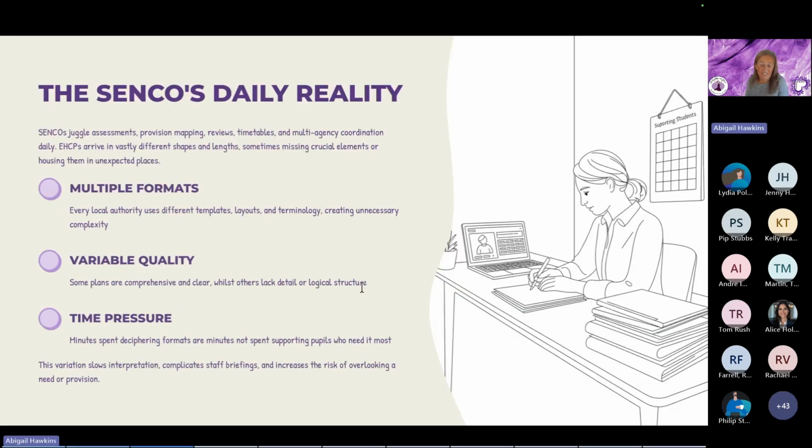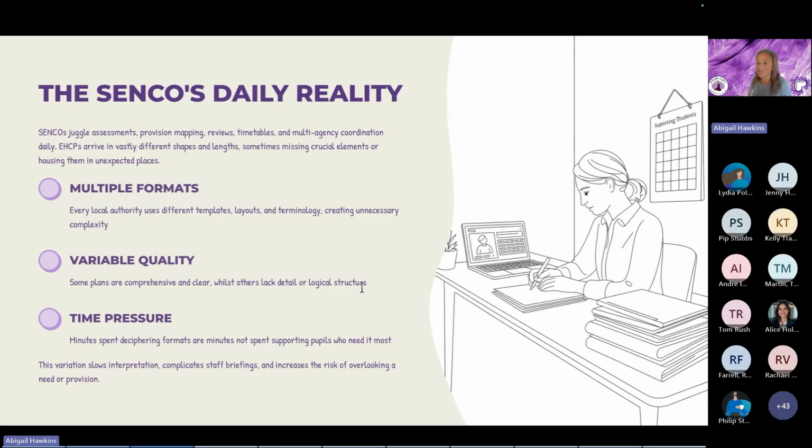I've put here the SENCO's daily reality. Like I say, I am a SENCO at heart. I've been there for too many years. We're juggling so much all of the time. We've got those assessments that are going on. We've got our provision mapping. We've got our reviews. We've got timetables. You've probably just had a notification from your local authority to say get your funding bids in 2 days' time. You've got consultations you're trying to respond to. And if we just take consultations alone, trying to respond to those when they're coming to us in so many different formats makes life really difficult.